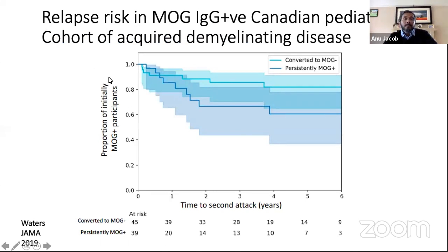Going back to the Canadian study, they classified their patients into those who were positive originally and then became negative, and those who were persistently positive. A proportion of patients became seronegative and some remained positive. And what happened to these patients in terms of relapses? Those who were or remained positive tended to relapse earlier, and you can see 60% of patients relapsed by about 4 years. While in those who became seronegative, about 90% remained relapse-free.